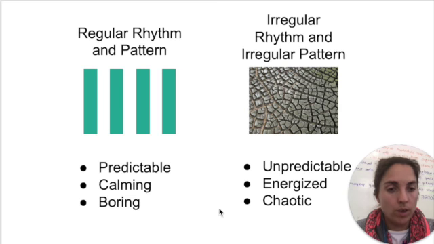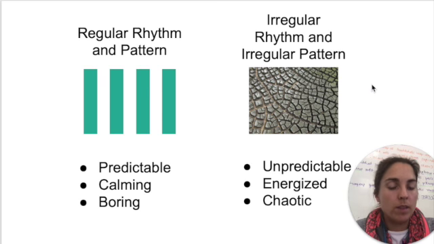Here are some words you can use to describe regular patterns and rhythms as opposed to irregular patterns and rhythms. Regular rhythms and patterns are very predictable. That means they're easy to know what comes next. They create a sense of calm because they're predictable. It doesn't involve much thinking. You know what's happening next. But also sometimes it's a little boring because there's nothing exciting. You just know what's going to happen.